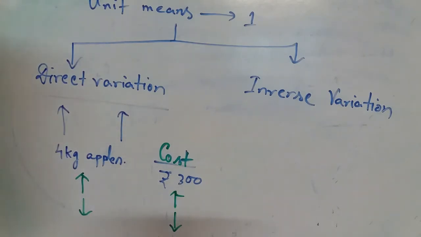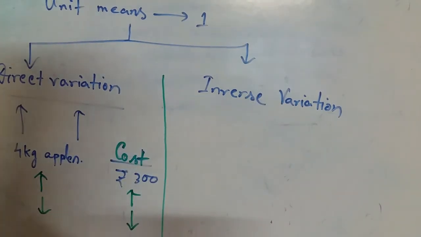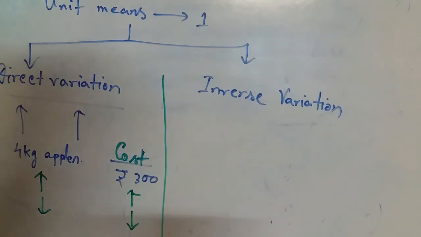Now inverse variation. Two quantities x and y are said to vary indirectly or be in inverse variation or be in inverse proportion if they change in such a way that the ratio of two values of x is the same as the inverse ratio of the corresponding two values of y. This is the inverse variation. Let us consider an example.